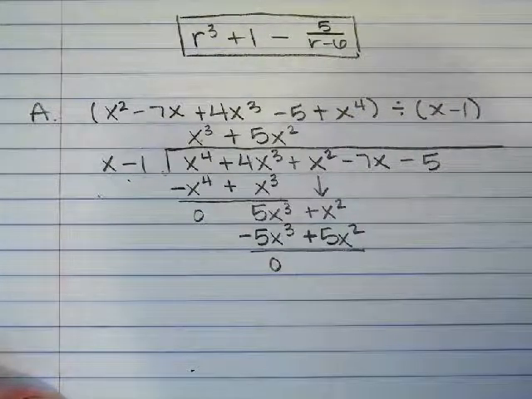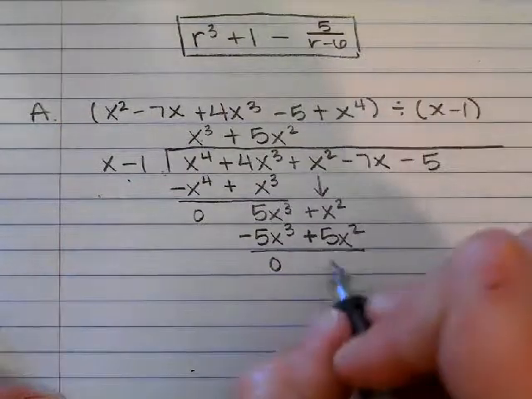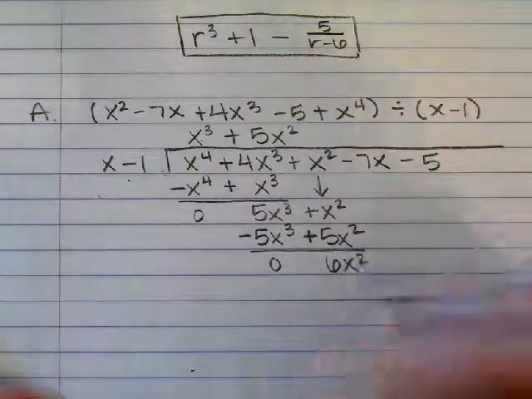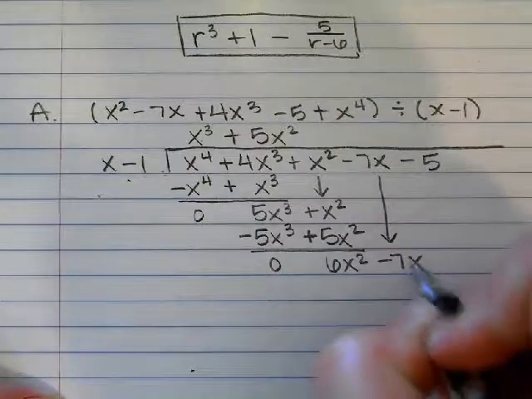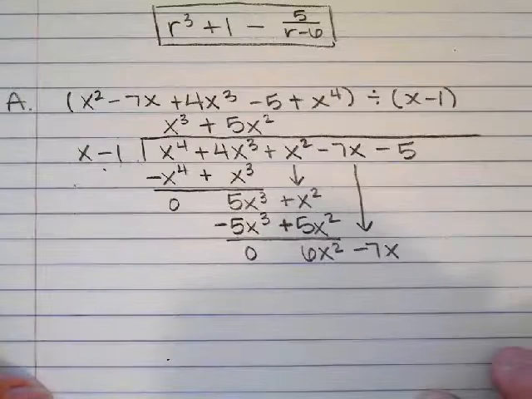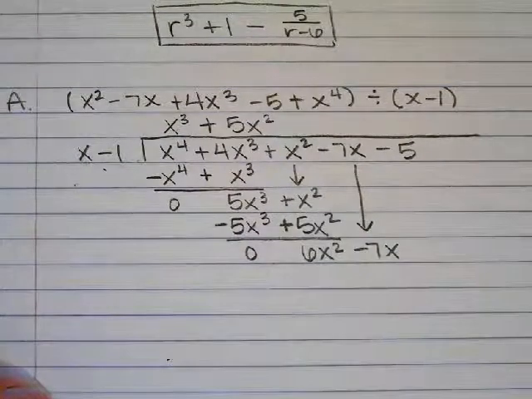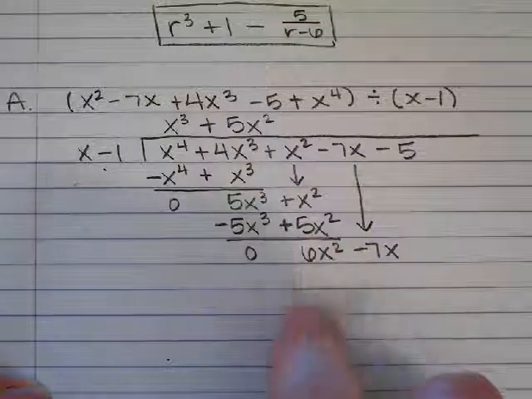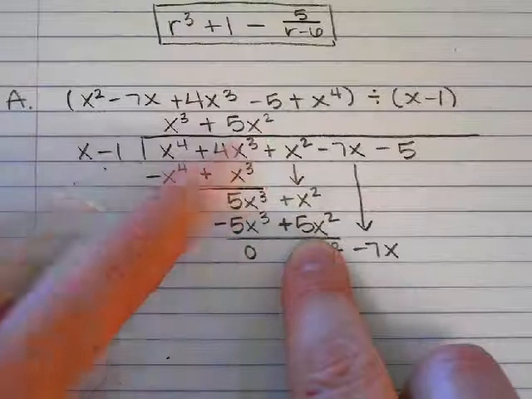And then x squared plus 5x squared is 6x squared. And I drop down the next term. Which 5? 6x squared. This 6 right here? This 5? Because it was 5x squared times 1, which is 5x squared.